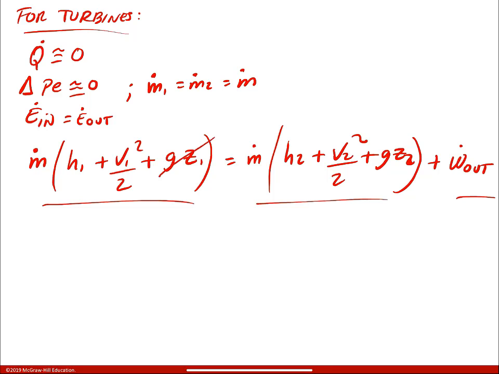This guy, as I said, is equal to 0 because there's no change in the potential energy. I mean, this guy is not equal to 0. Let me just put it better: PE1 equals PE2.